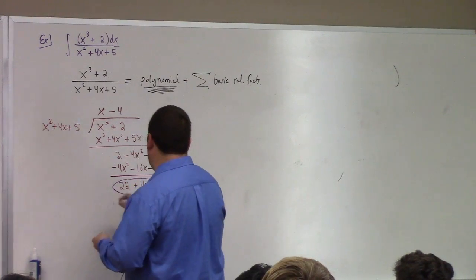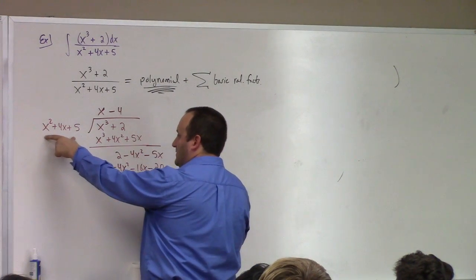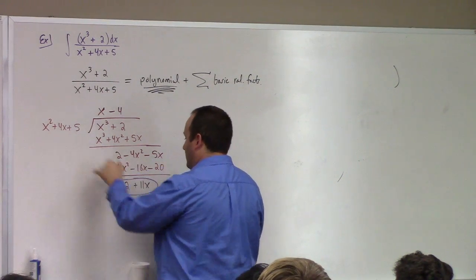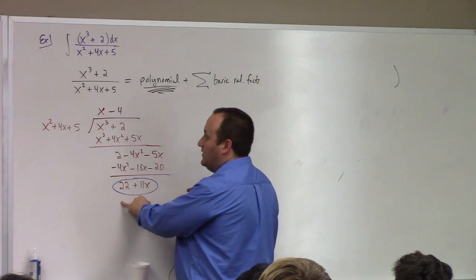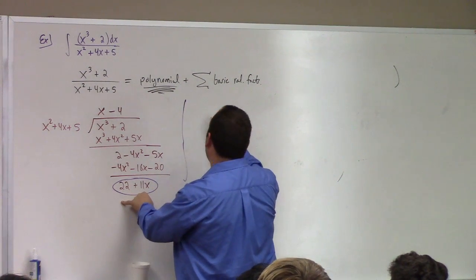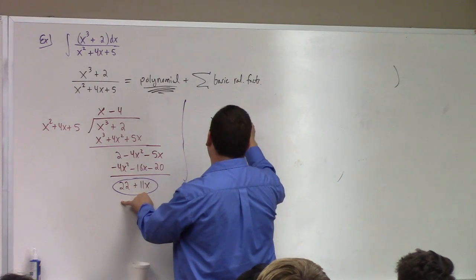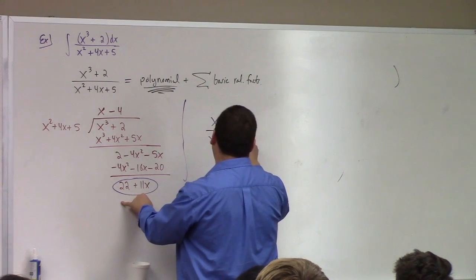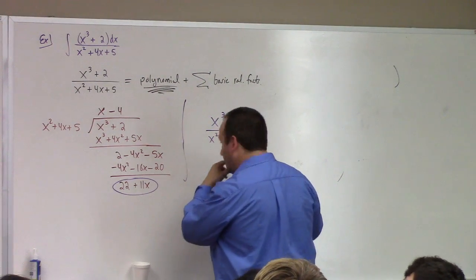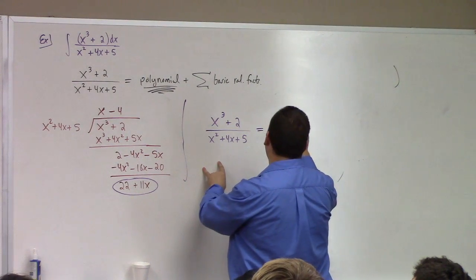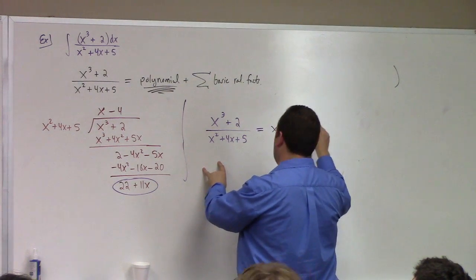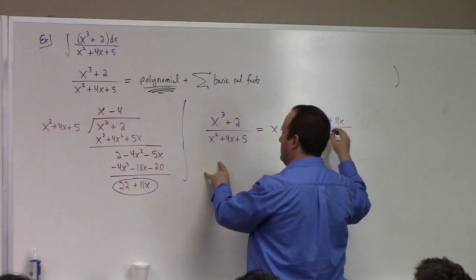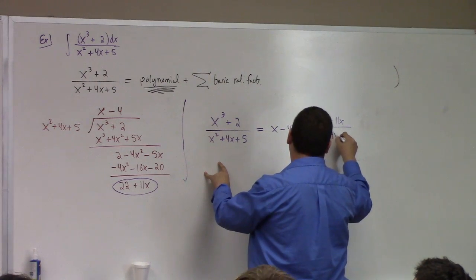Now, that's as far as you can go. That's the remainder, because at this point it's smaller degree than the divisor, so there's no way I can multiply this times some polynomial and get rid of that, right? So you put all this together, what does this say? Here's how we interpret this calculation: x cubed plus 2 divided by x squared plus 4x plus 5 is equal to x minus 4 plus 22 plus 11x over x squared plus 4x plus 5.